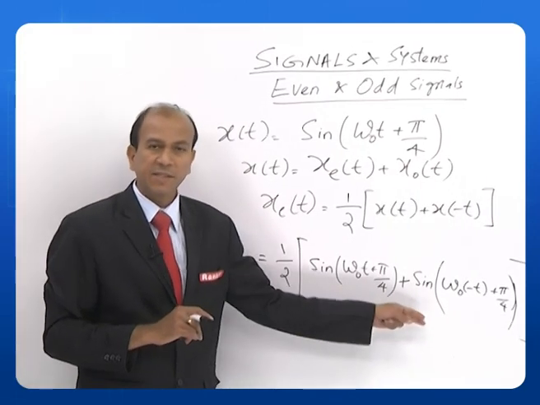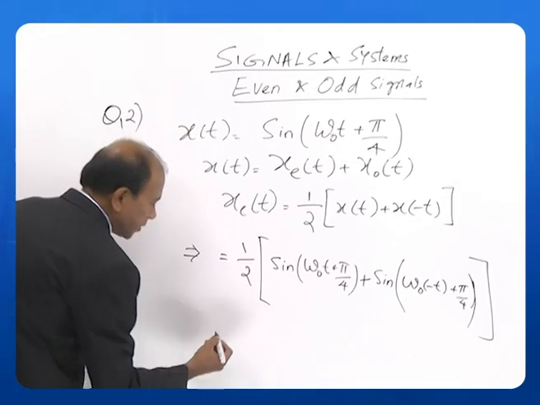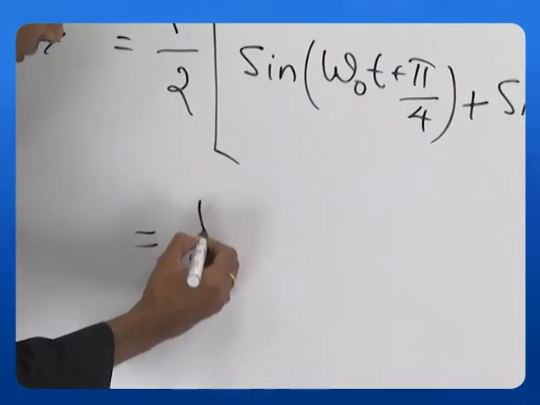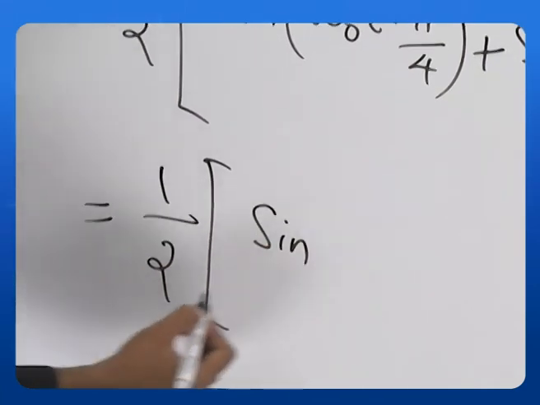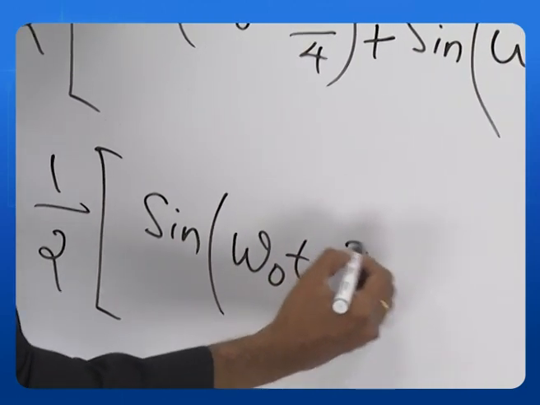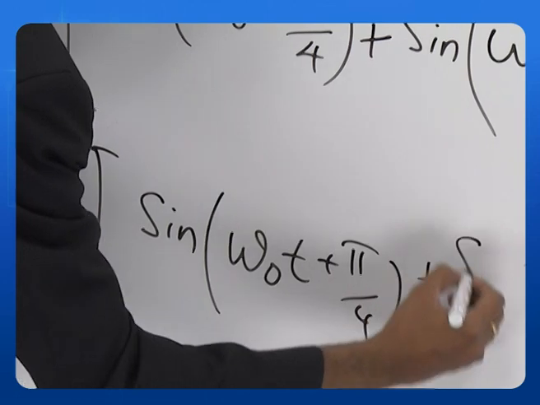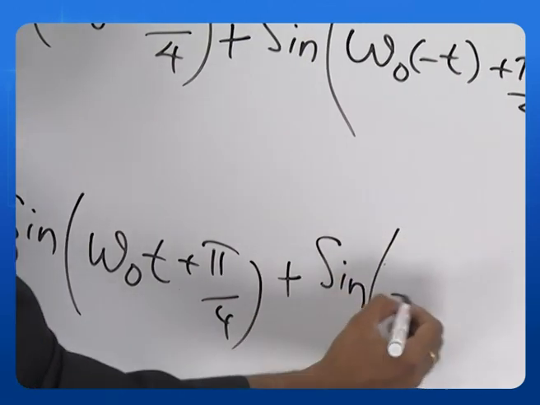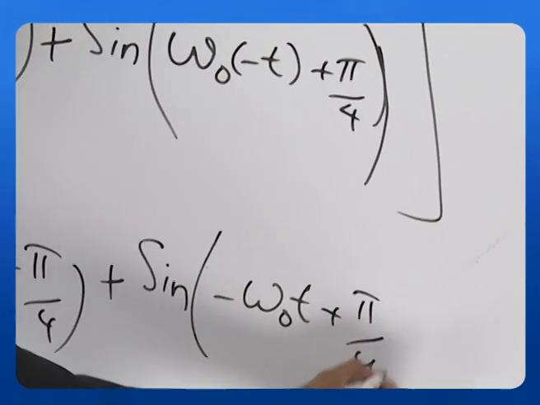So, sine of minus is minus. So, we will take out the sign here. So, this will become half of sine of omega naught t plus pi by 4 plus sine of minus omega naught t plus pi by 4.